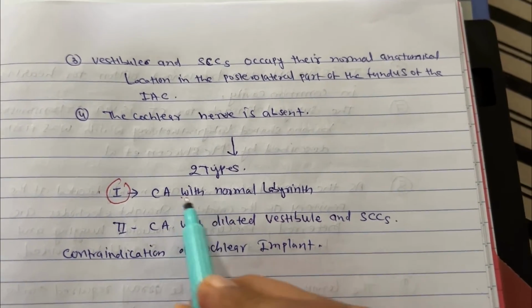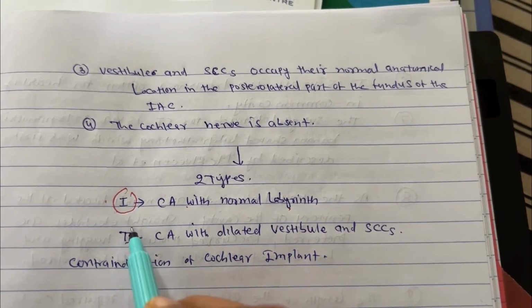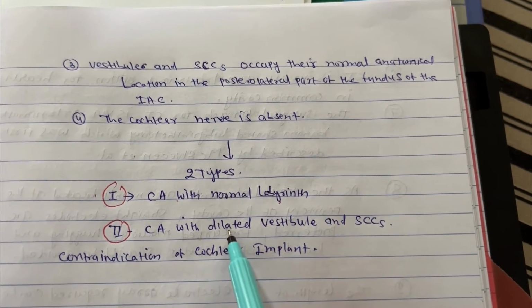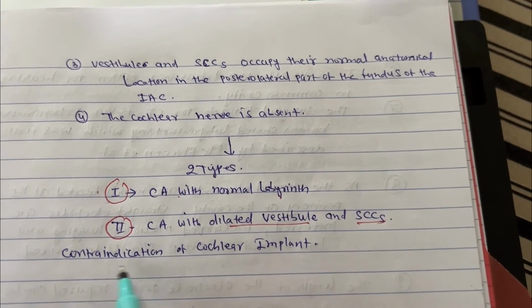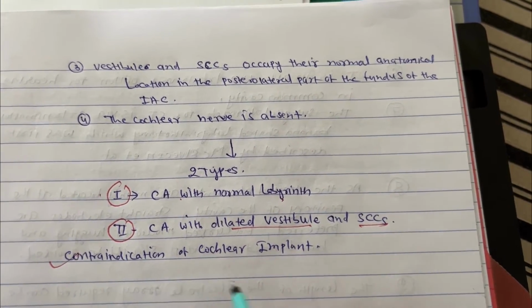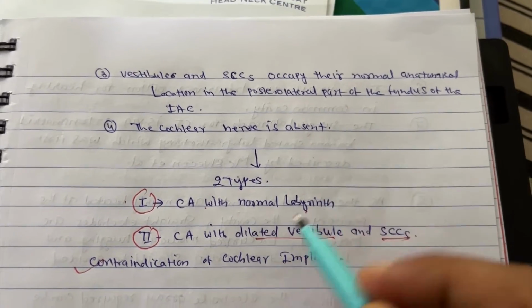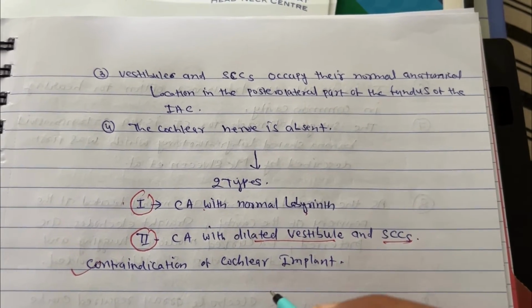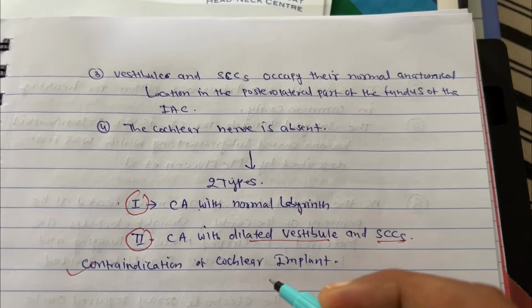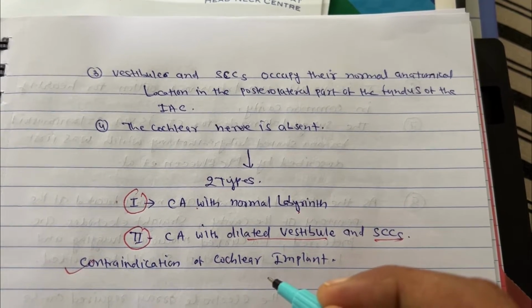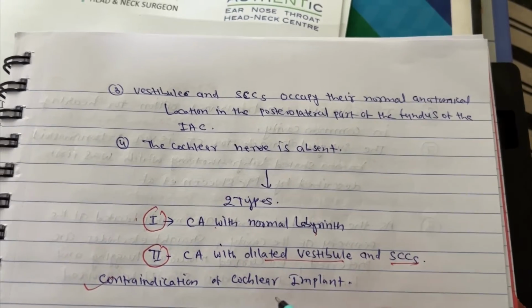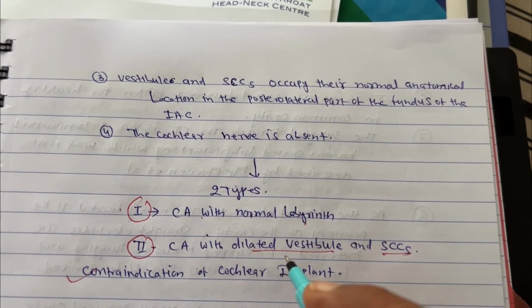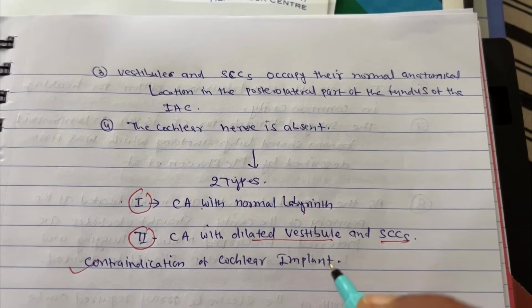First is cochlear aplasia with normal labyrinth, and second is cochlear aplasia with dilated vestibule and semicircular canal. It's also a contraindication of cochlear implantation. Third, complete labyrinthine aplasia, rudimentary otocyst, and this cochlear aplasia is an absolute contraindication of cochlear implantation.